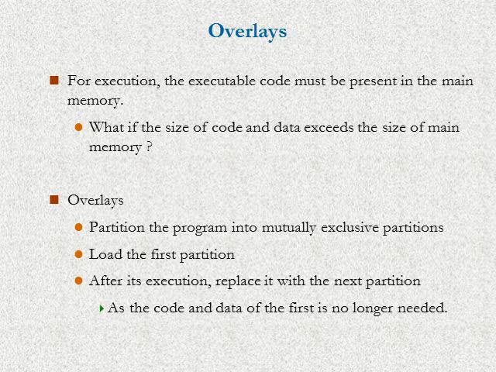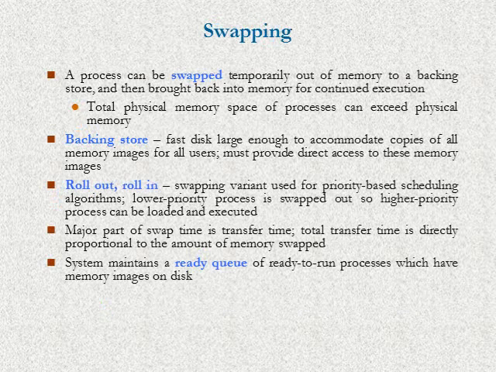So we load the first component onto the main memory. Once it completes its execution, we can take it out from the main memory as the code or the data of this first component is no longer required. So now the second component can be loaded onto the main memory and it can complete its execution. In this way, one after the other, all the components can get executed. So this is the concept of overlays.